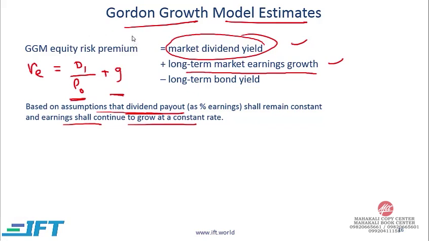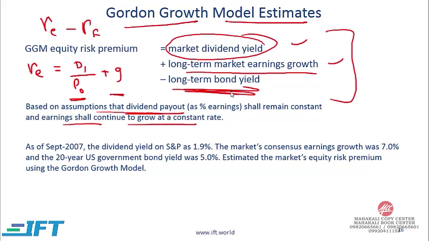What is the equity risk premium? It is the return on equity minus the risk-free rate. So that minus of the risk-free rate is happening right here. It is minus the long-term bond yield. So this is no different from what you've seen earlier, except it is being applied at the overall market level.